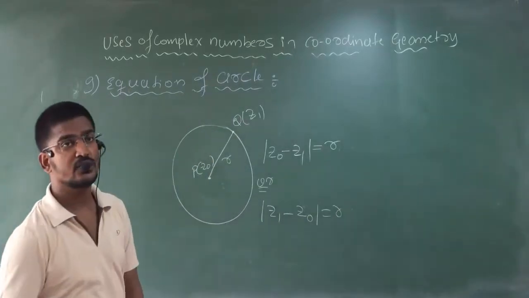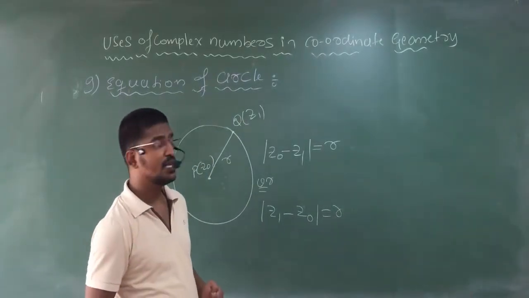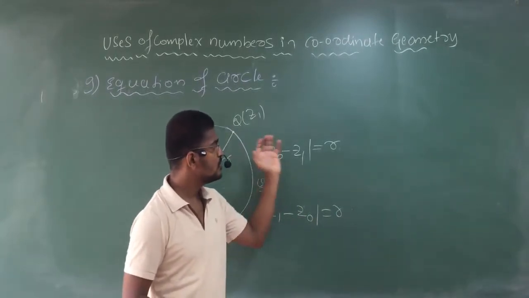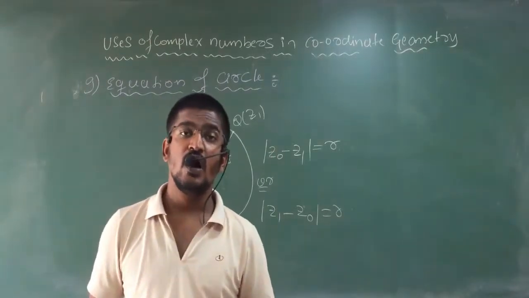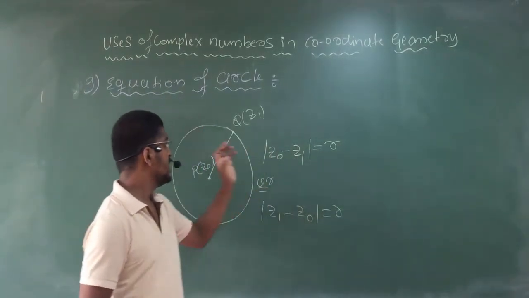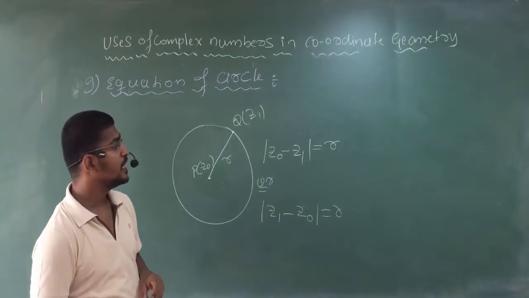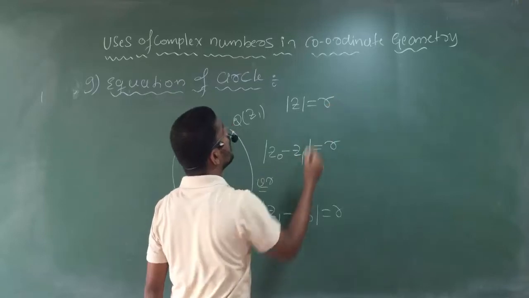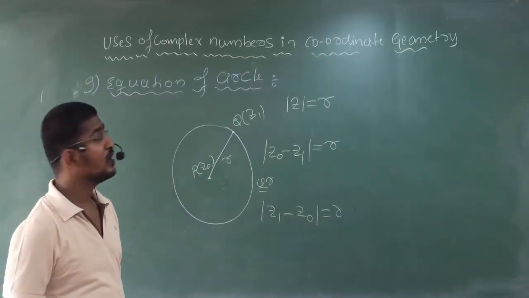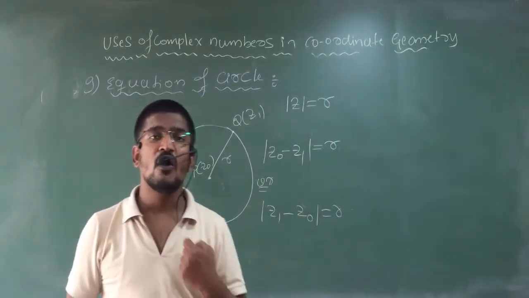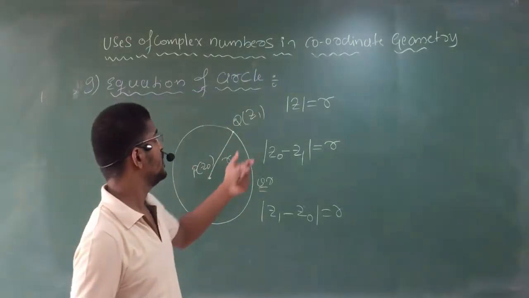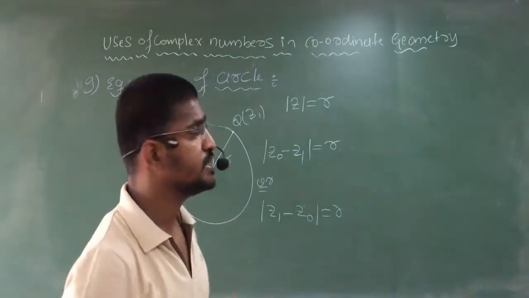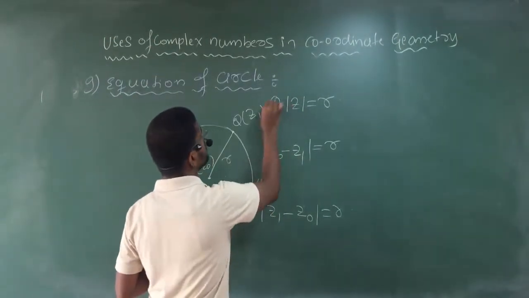Clear, students? So the equation of circle is either mod of Z1 minus Z0 equal to R, or mod of Z0 minus Z1 equal to R, where R is the radius of the circle. Suppose if I write mod Z equal to R, the center will be origin. If I write mod Z equal to R, the center of the circle will be at origin. So that is your first special case.